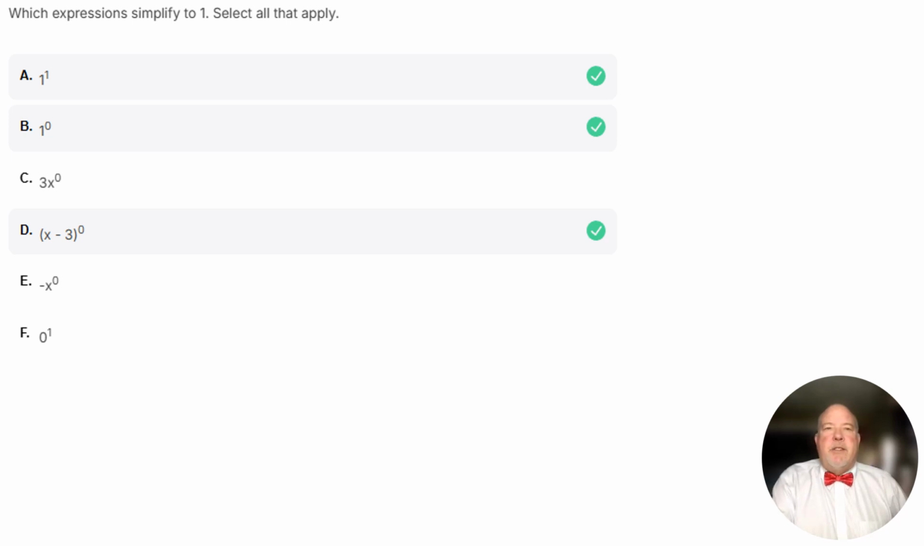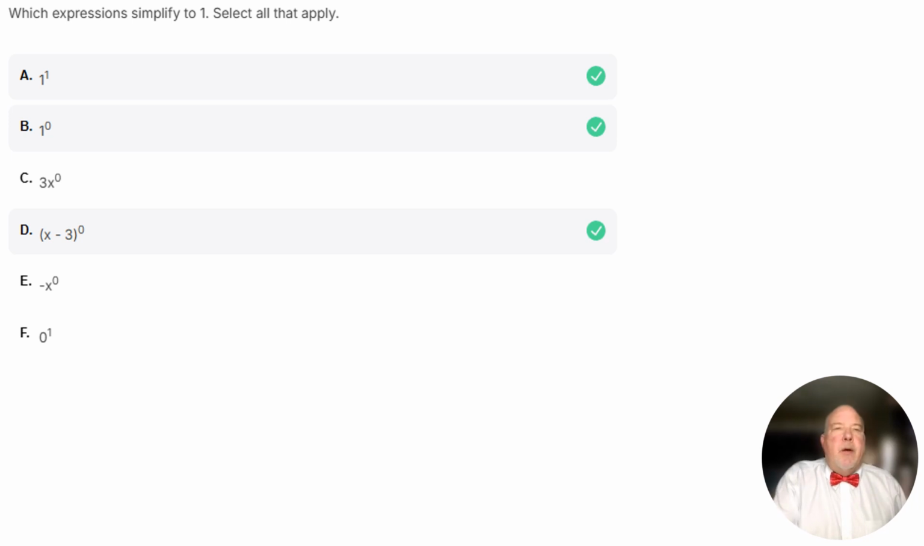So we're asked which expressions simplify to 1, select all that apply. And you can see all of these have exponents. So this is testing your knowledge of exponents. And particularly, all of these have exponents of either 1 or 0. So let's just go through each of these.